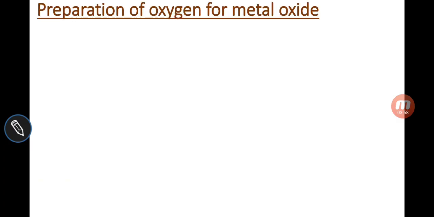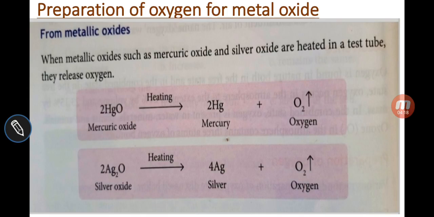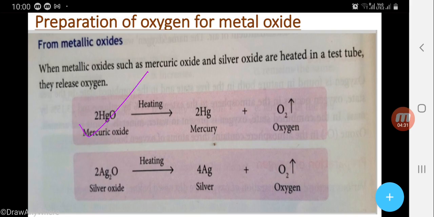Now next, preparation of oxygen from metal oxide. So first we have discussed the preparation of oxygen by laboratory method, but in this topic we'll talk about preparation of oxygen from metal oxide. Let's see. Whenever any metal reacts with oxygen to form a compound, that is called metallic oxide. You can say metal oxide or metallic oxide. You can see clearly in the image HgO, that is the oxide of mercury. So that's why it is written: metallic oxide such as mercury oxide or silver oxide.